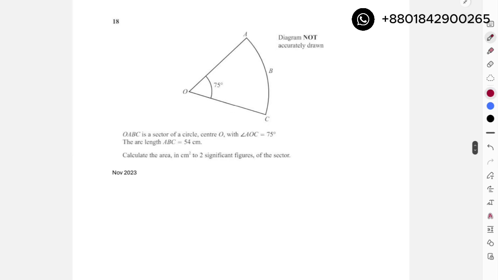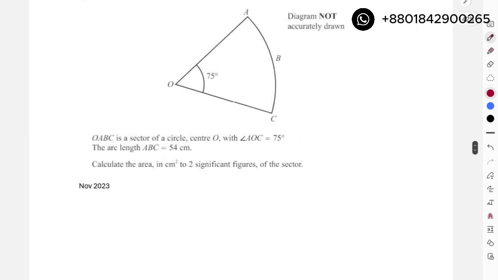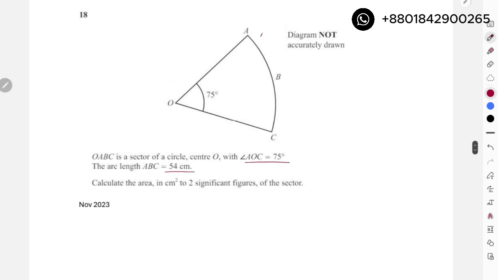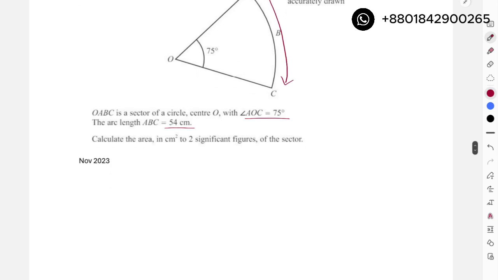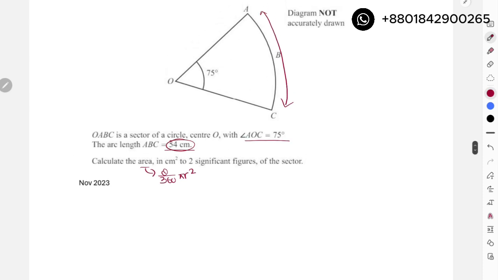In the next maths question, we have one sector. In this case, they are giving you the angle as 75 and the arc length as 54. Arc length is this one, ABC, right? This curve length is the arc length that is given as 54. We want to find the area in centimeter square to two significant figures. For that area, the formula was theta by 360 pi r square. Problem is we don't have the value for r.